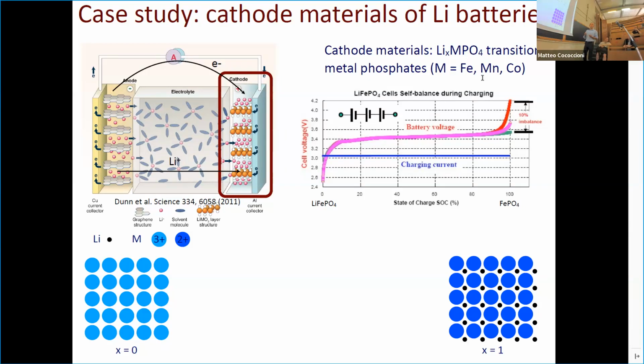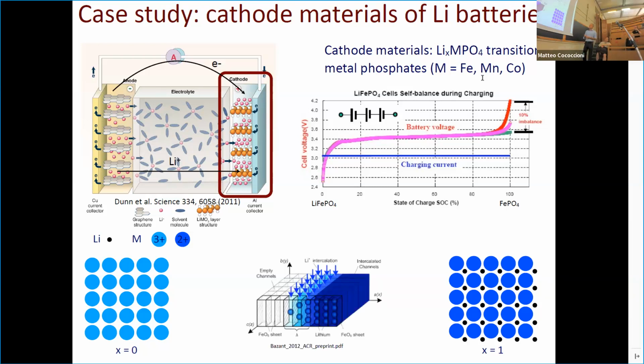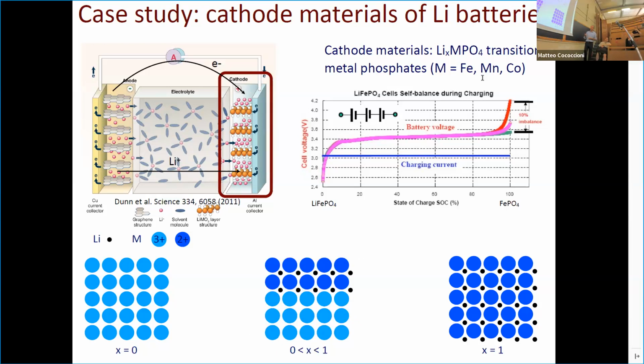But this also means that microscopically, during the charge or discharge of the battery, there's no new material forming. Basically, while lithium is being inserted or extracted from the material, the lithium-rich phase grows or shrinks at the expense of the other one. So with the language of the cartoon that I was mentioning before, what you should obtain is something like that, with the 2+ segregating on one side of the sample and leaving the rest in the 3+ state for the transition metal.